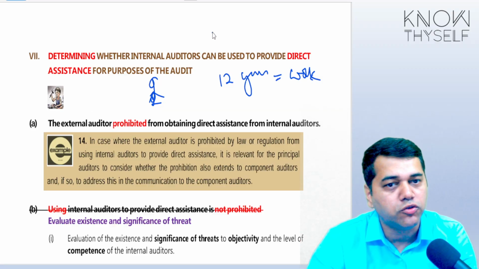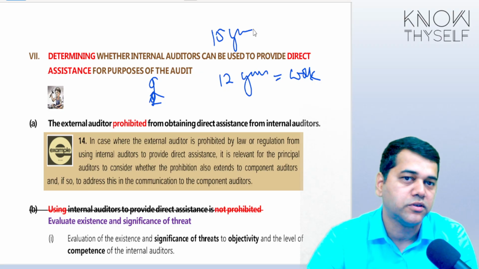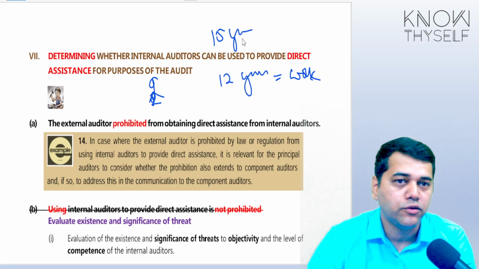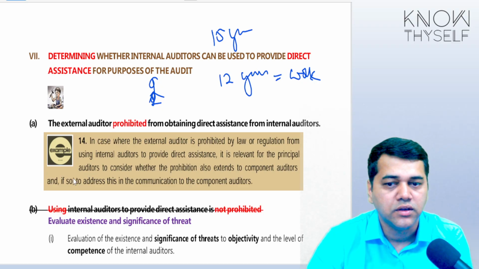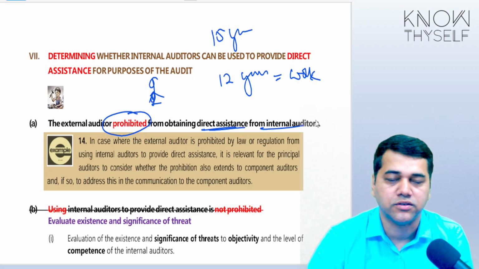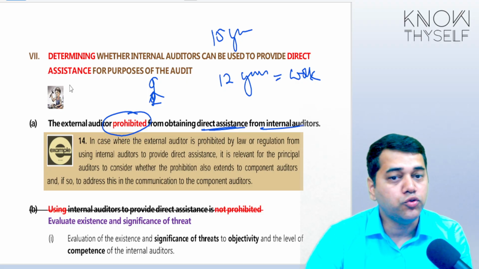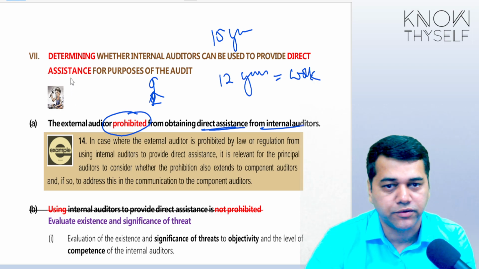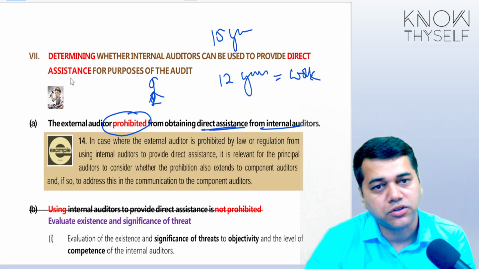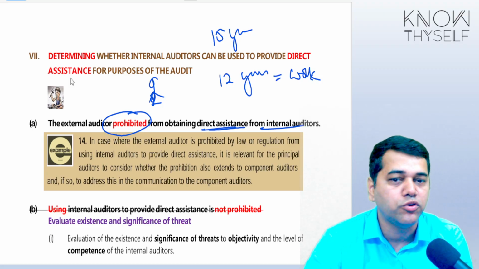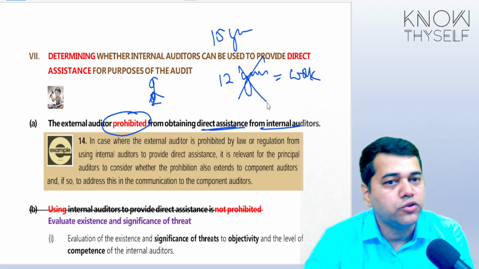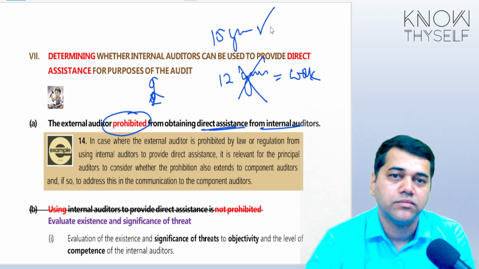Alternatively, this boy could have been 15 years old. Can I use this person's work now? If yes, to what extent? What is the very first factor you should evaluate? The very first factor you need to evaluate is whether you are prohibited from using direct assistance of the internal auditors. If you want to use the people of the internal auditors for your audit work, the very first thing is whether the statute or my local jurisdiction bans me from doing this. Just like in India, if the boy is 12 years old, you cannot use them. But if he is 15 years old, you can use them for your work.